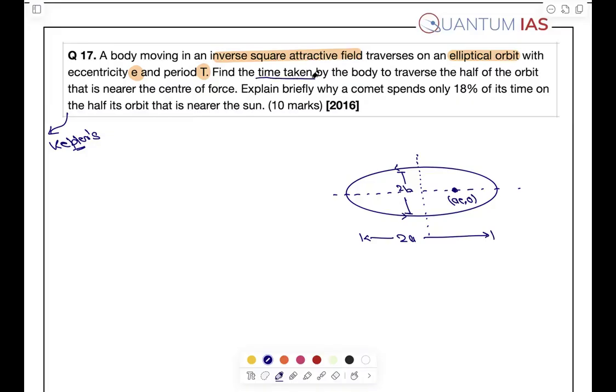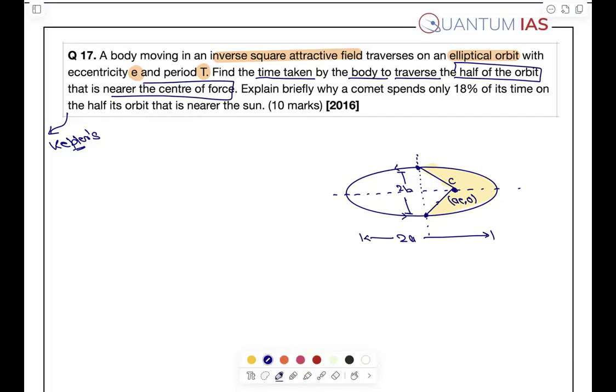We have to find the time taken by the body to traverse half of the orbit, the half that is nearer to the center of force. So this is the center of the force, this ae, let's call it C. So half of the orbit is this one half, like this. This is the path taken by the planet. Let me erase this. This is the area traveled by the planet.